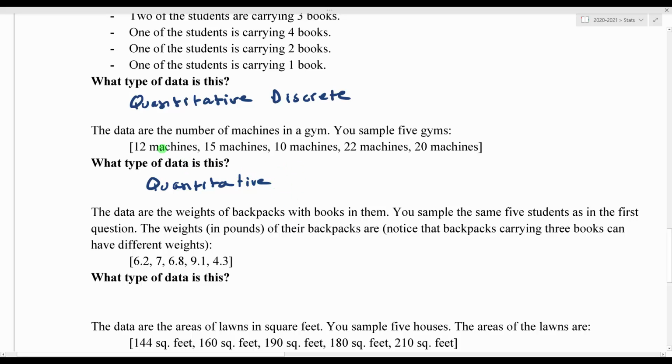And so if we're counting machines, it looks like we're counting things again, right? So that sounds like it's discrete. I can have 12 machines, I can have 13 machines, but I can't really have 12.5 machines or 12.4 machines. So this is going to be discrete as well. So I'm going to say quantitative discrete.